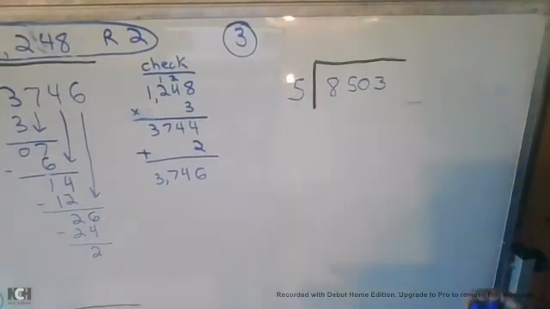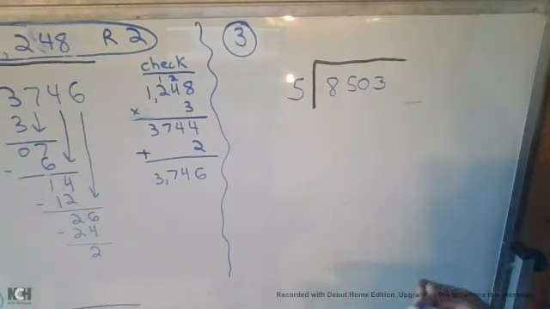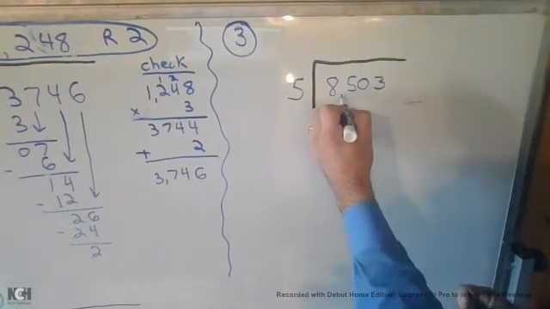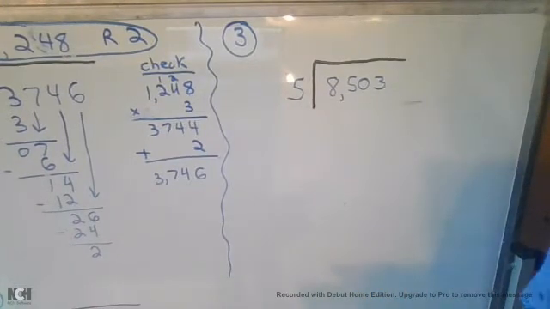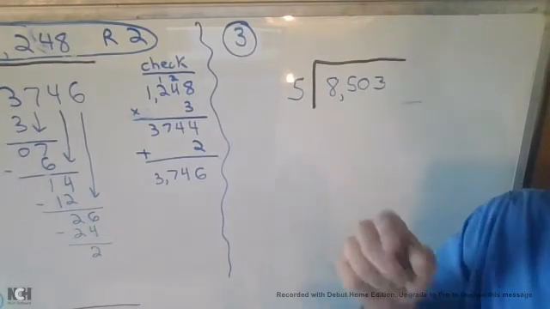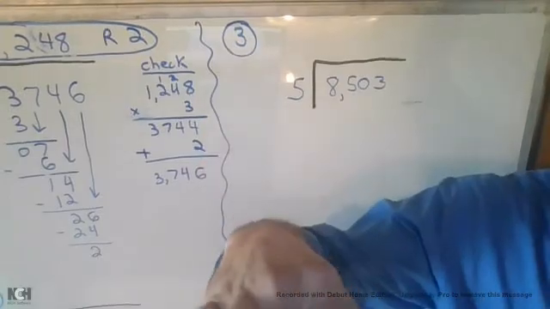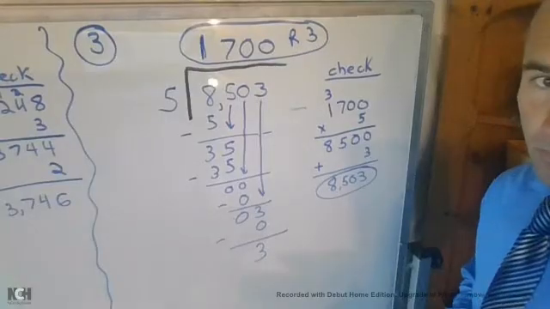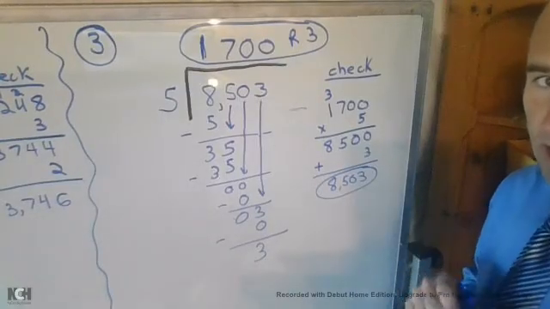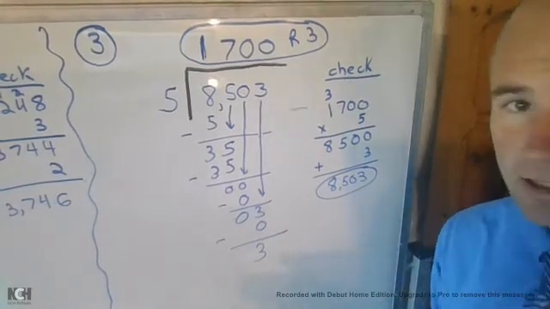Number 3 is going to be 8,503 divided by 5. Go ahead and solve that, and I highly recommend checking it before you hit play button again. So go ahead, hit the pause button now. So you should have gotten the answer of 1,700 remainder of 3.